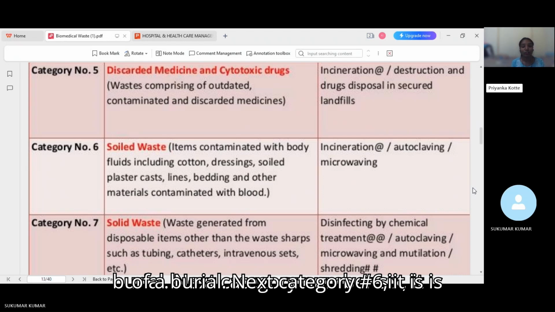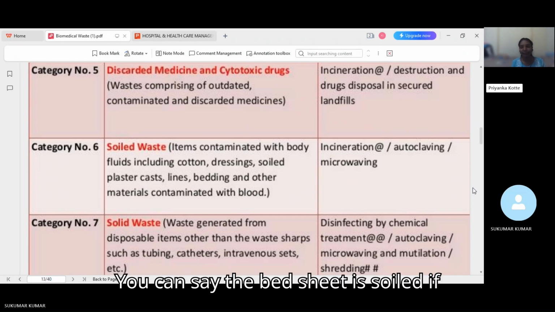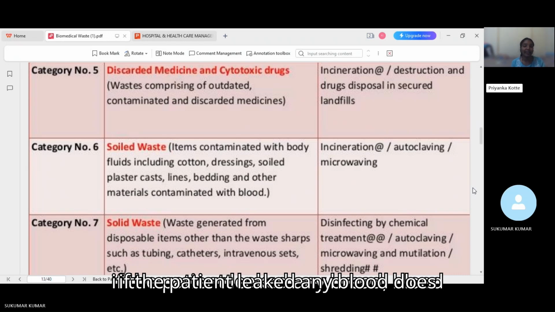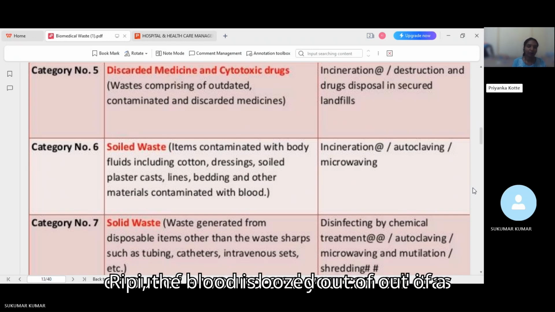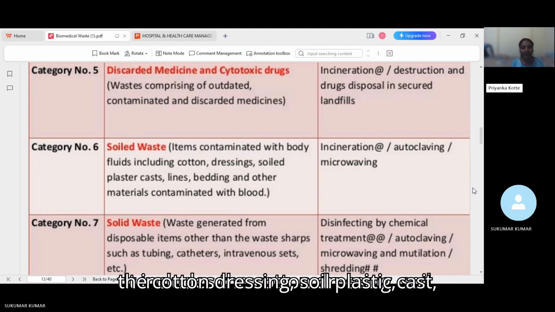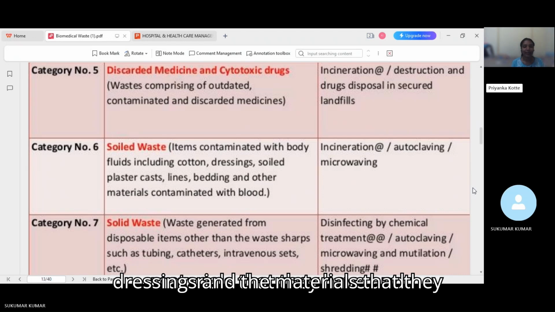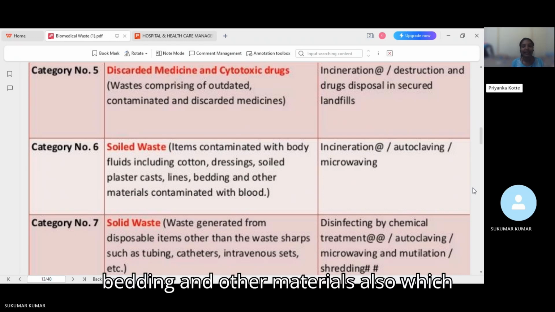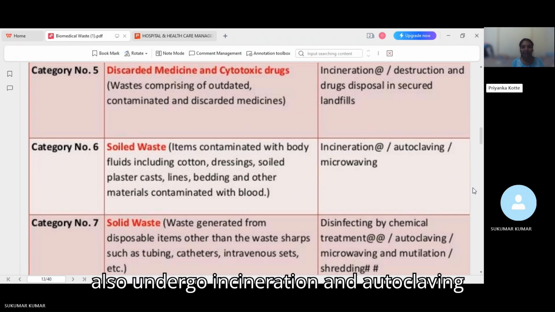Next, category number 6, it is soiled waste. Soiled means contaminated, right? You can say the bed sheet is soiled if the patient urinated on the bed sheet, or if blood has oozed out from the wound. Soiled waste includes the cotton, dressing, soiled plastic cast, the plaster of Paris. Cast means the dressings and the materials, and any lines, the IV tubings and all, bedding and other materials which are contaminated with the blood. They undergo incineration, autoclaving and microwaving.